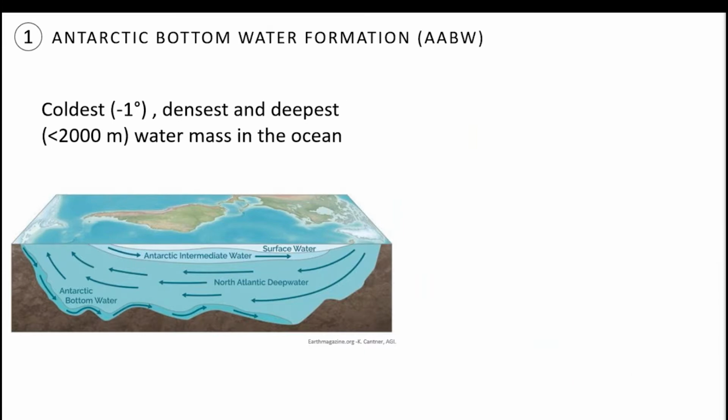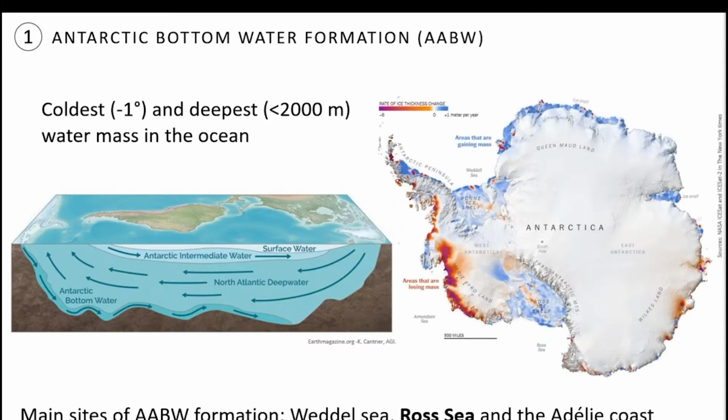As a seasonal event, it is formed at a few sites along the continental margin of Antarctica during the winter months. And those sites are the Weddell and Ross Seas and the Adélie Coast, shown by the arrows here.